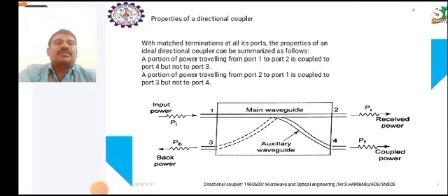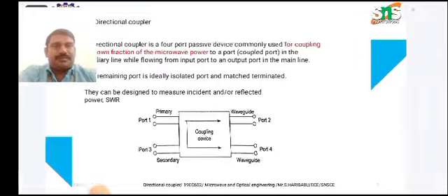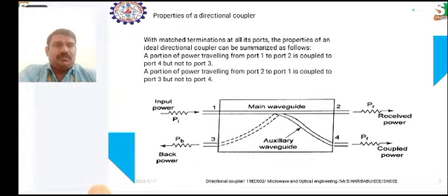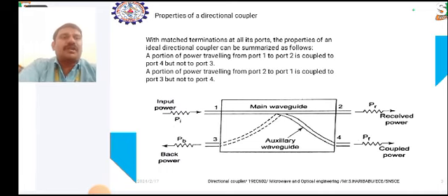The properties of a directional coupler. As already said, we are using port 1 as an input primary port and port 3 as secondary. Now we are seeing port 1 as the input port and port 2 as the received power, and back power and coupled power are mentioned here with the main waveguides.